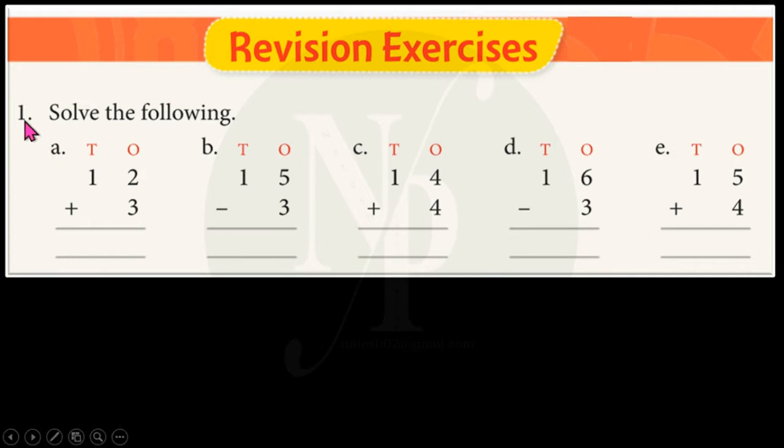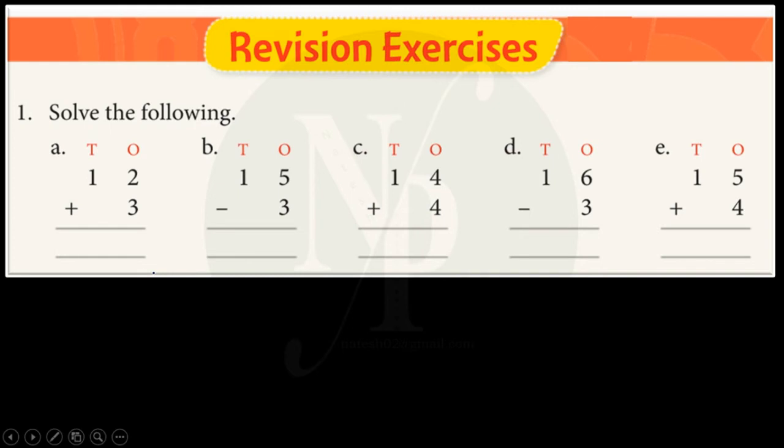Question number 1. Solve the following. So here we have both addition and subtraction problems. Let us solve one by one. In question A, we have 12 plus 3. That is, we have to add 3 to 12. Let us add now.